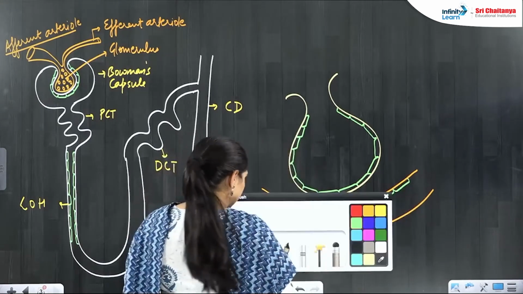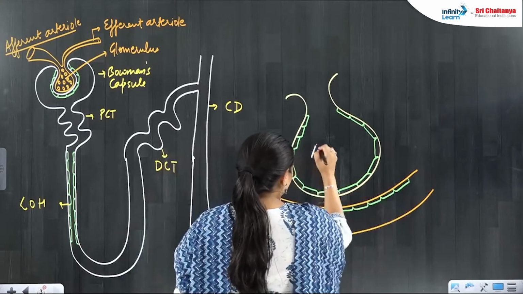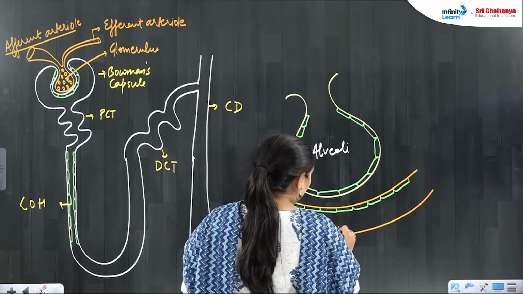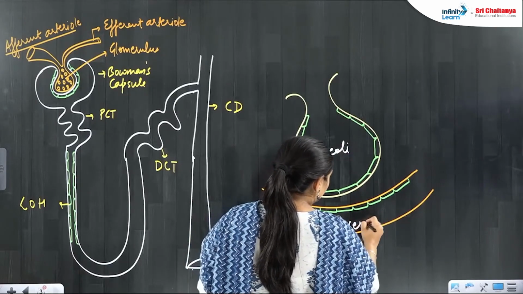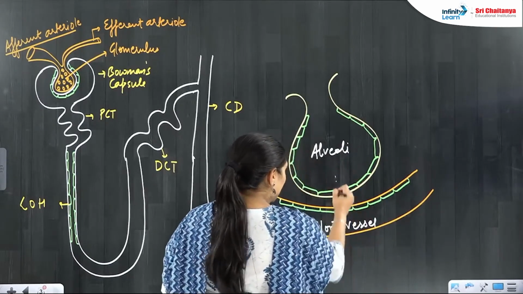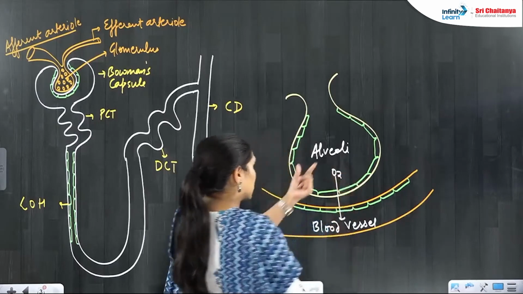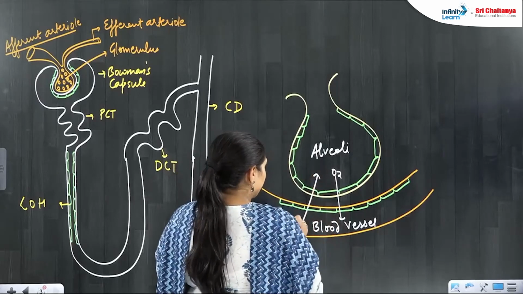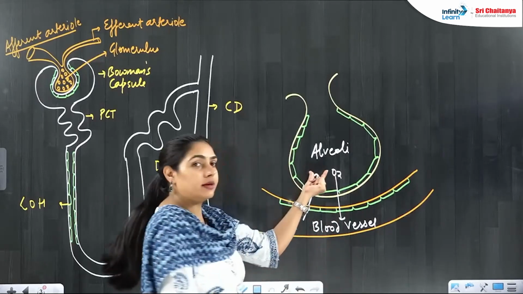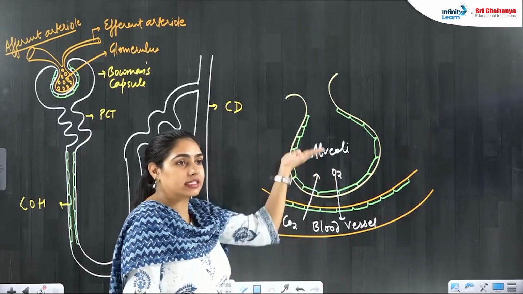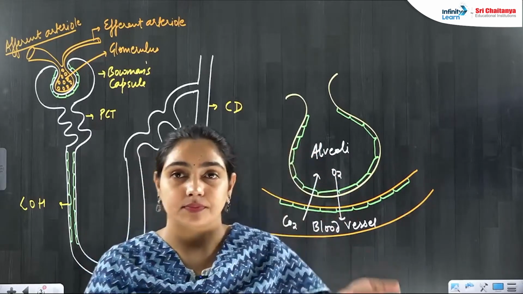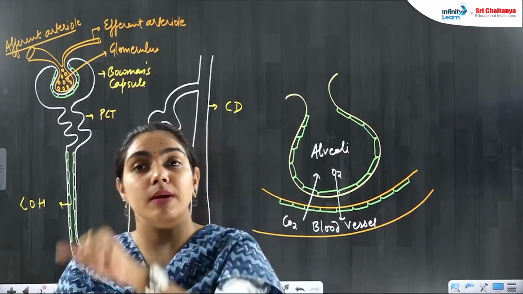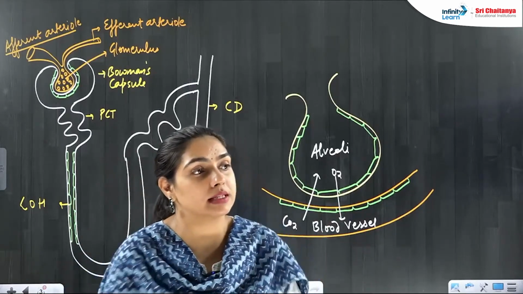So this is a blood vessel. This is an alveoli and this is a blood vessel. Here, diffusion will occur. Oxygen will go from alveoli to blood, and carbon dioxide will go from blood to alveoli. So exchange of gases, diffusion takes place. Okay, this is the diffusion membrane. So can we say that the diffusion membrane is also formed by simple squamous epithelium?